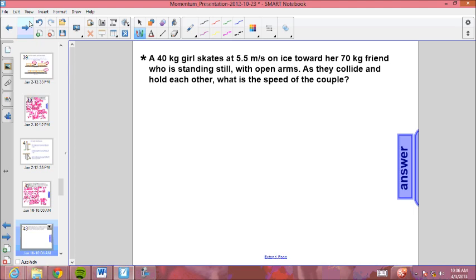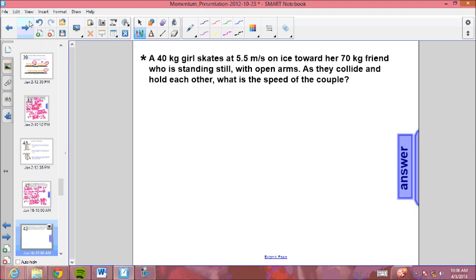All right, so the next one has a 40-kilogram girl skates at 5.5 meters per second on ice towards her 70-kilogram friend who's standing still with open arms. As they collide and hold each other, what is the speed of the couple? So this is just like the previous two problems, and this is the example I gave. You've got your ice skater on the ice, they go into each other, and then they skate together. So I want you to try to solve this one on your own.